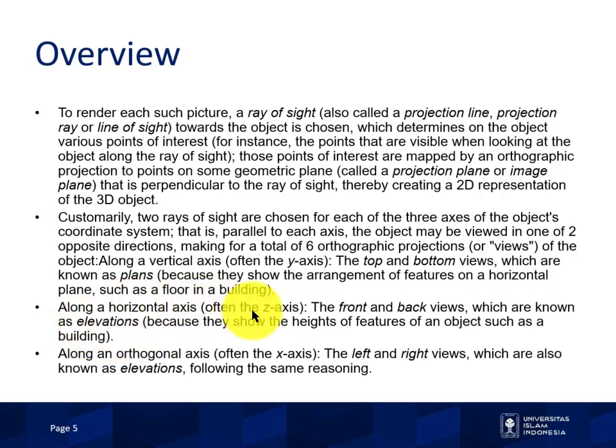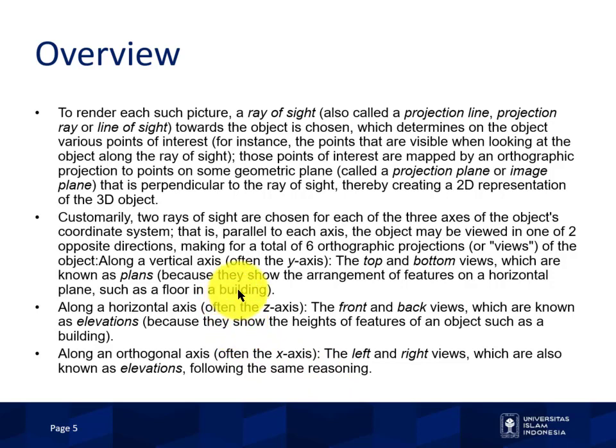Along a horizontal axis, often the z-axis, the front and back views, which are known as elevations, because they show the height of features of an object such as a building. And then the third, along an orthogonal axis, often the x-axis, the left and right views, which are also known as elevations, following the same reasoning.